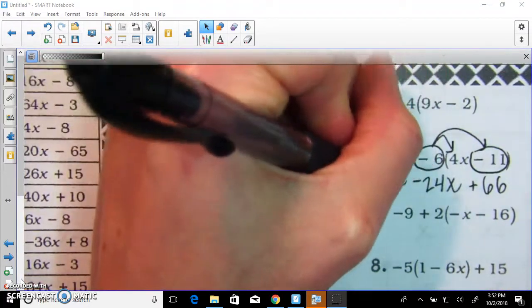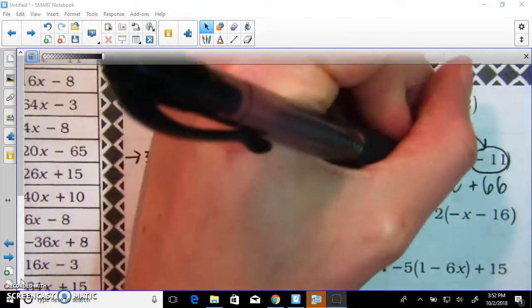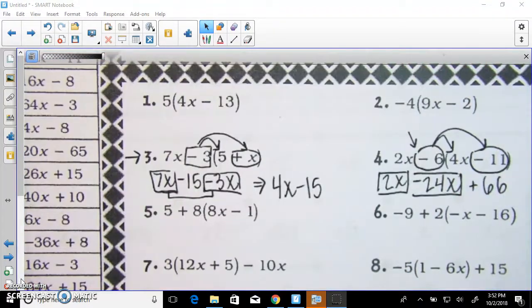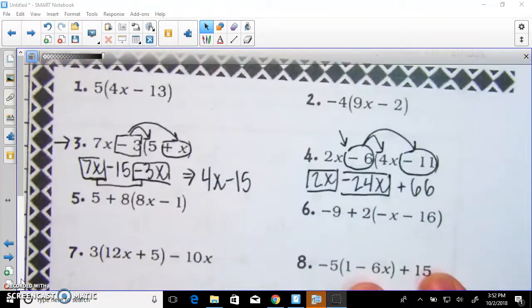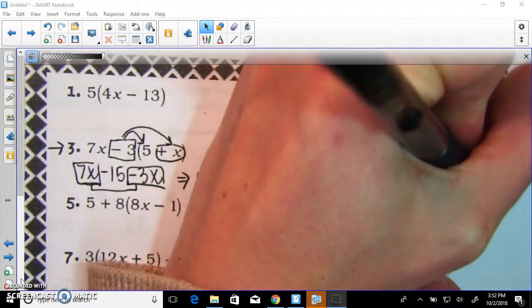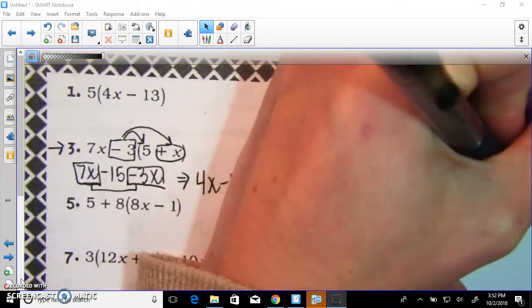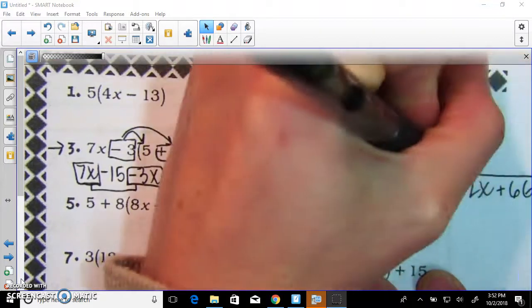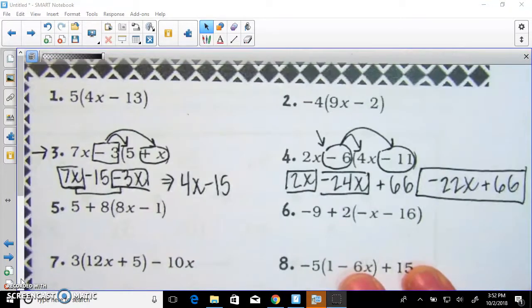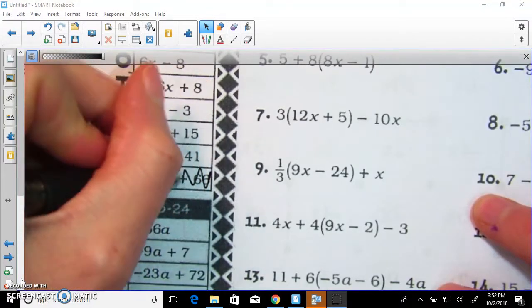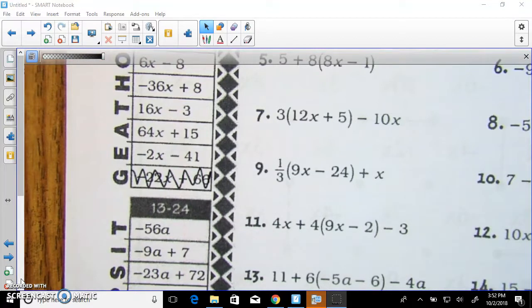Let's look at what we can combine. There's a 2x minus 24x, which will give us a negative 22x. So negative 22x plus 66. And if you look on the left side, negative 22x plus 66, there is one there. It's all the way at the bottom next to g, so we would cancel that out.